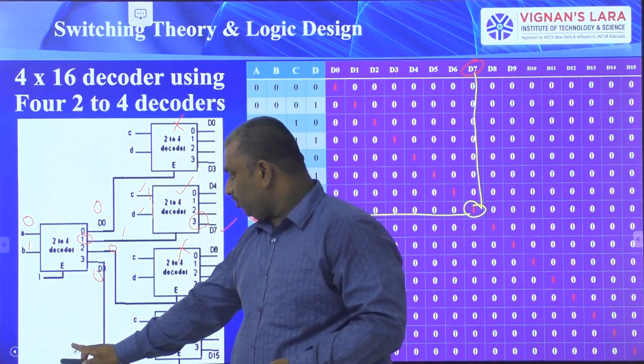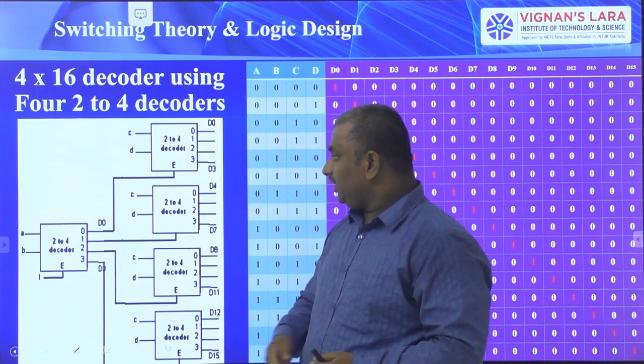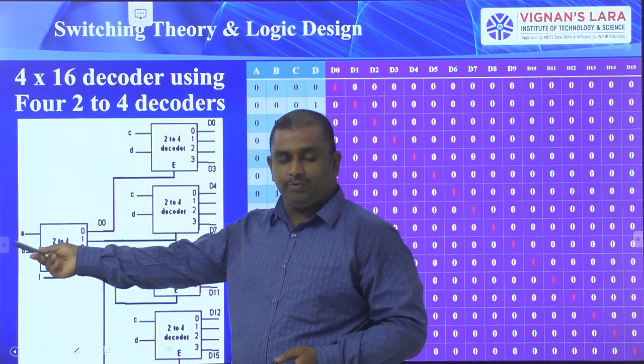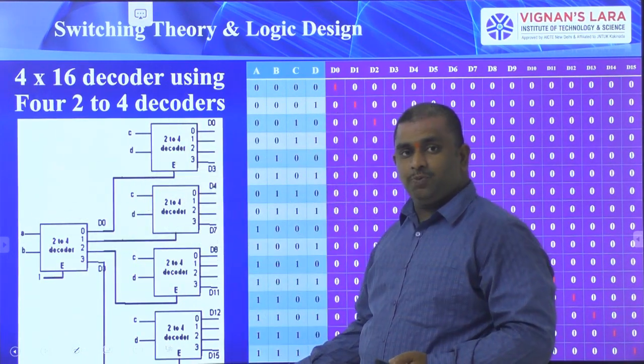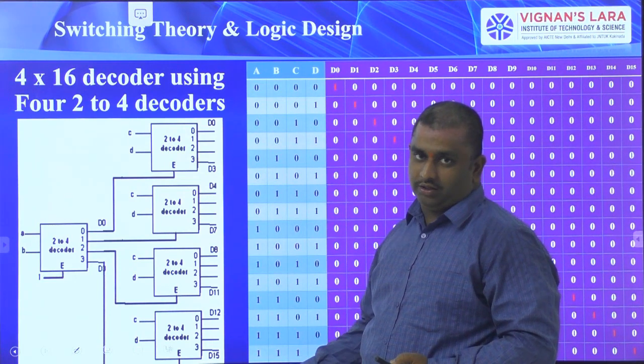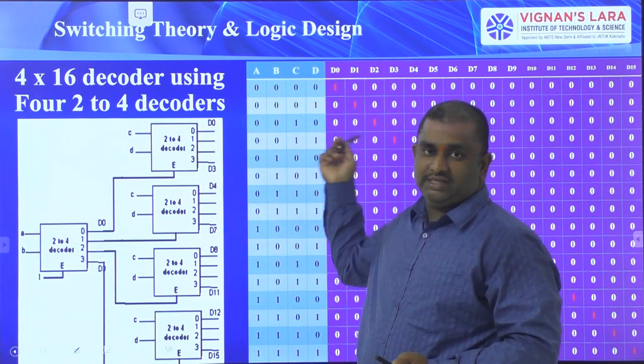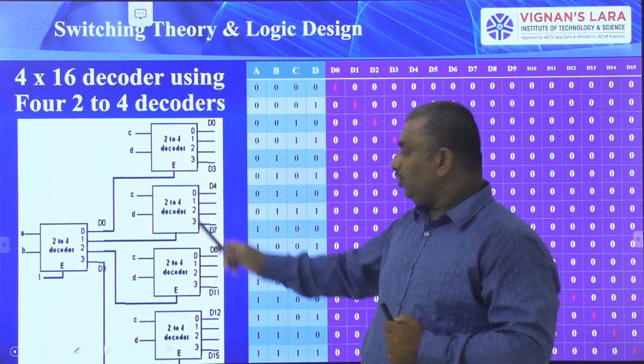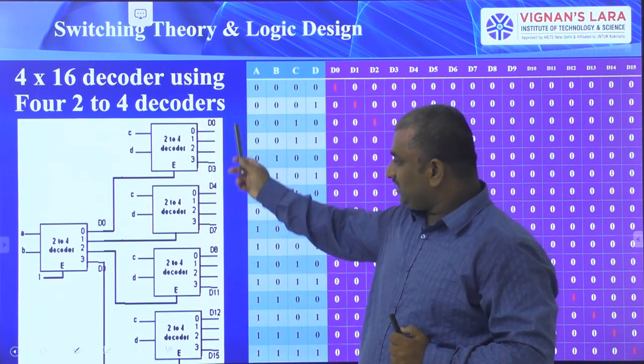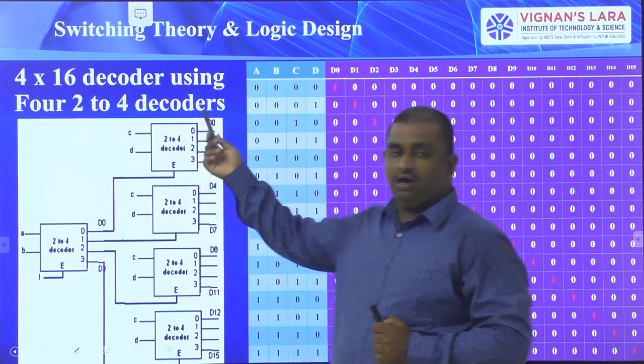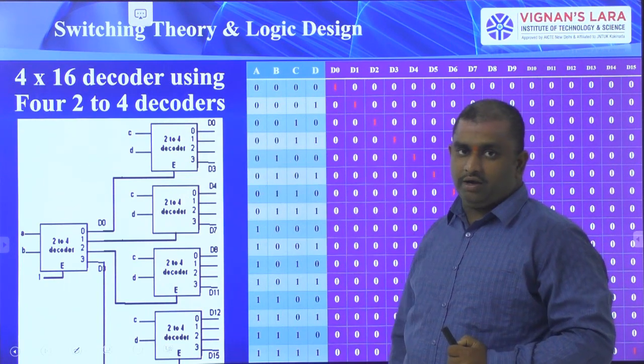So it is a very simple operation. You have to practice. Take one more input combination here and analyze whether we are selecting the corresponding output or not. Based on the minterm, check once again whether we are selecting the corresponding output. So this is the connectivity of higher order decoders using lower order decoders.